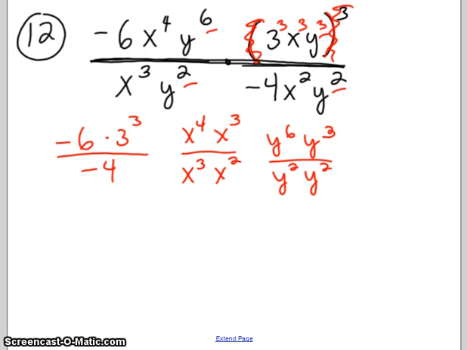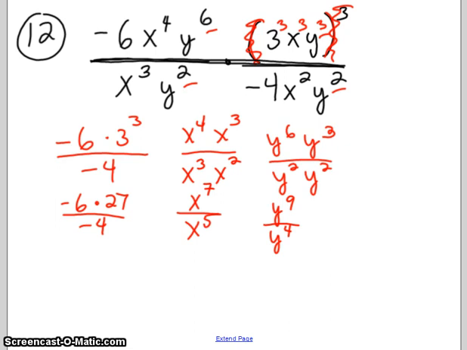Alright, let's simplify all this. Negative 6 times 3 to the third, which is 27, all over negative 4. Simplify this part. X to the 4, x to the third is x to the 7th because it's 4 plus 3. And 3 plus 2 is 5. So I have x to the 5th. Over here I have y to the 9th, 6 plus 3. And 2 plus 2 is 4. So I have y to the 4th.